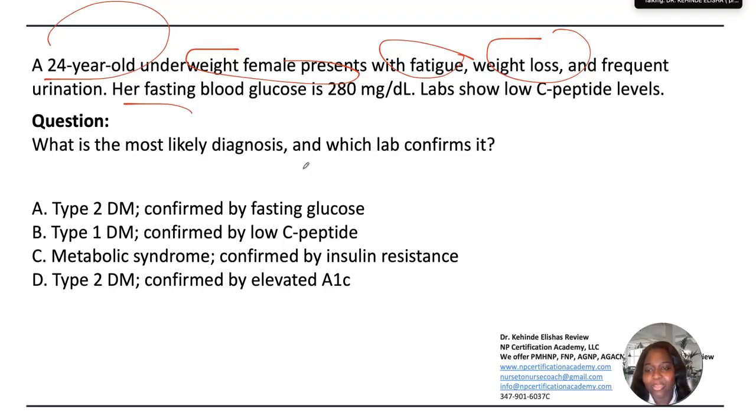A, type 2 diabetes confirmed by fasting glucose. B, type 1 diabetes confirmed by low C-peptide. C, metabolic syndrome confirmed by insulin resistance. D, type 2 diabetes confirmed by elevated A1C. What do we think, providers?